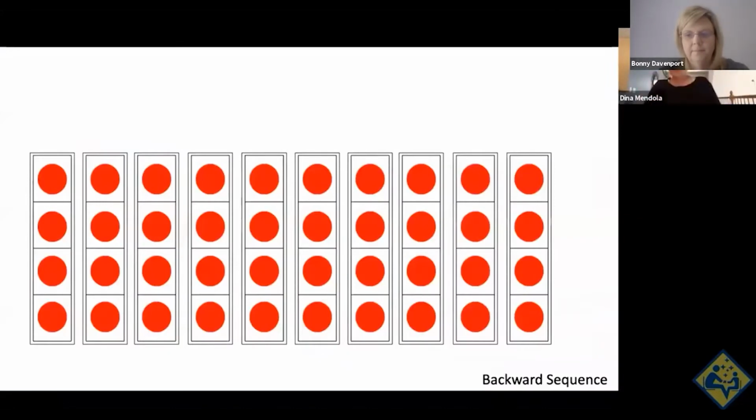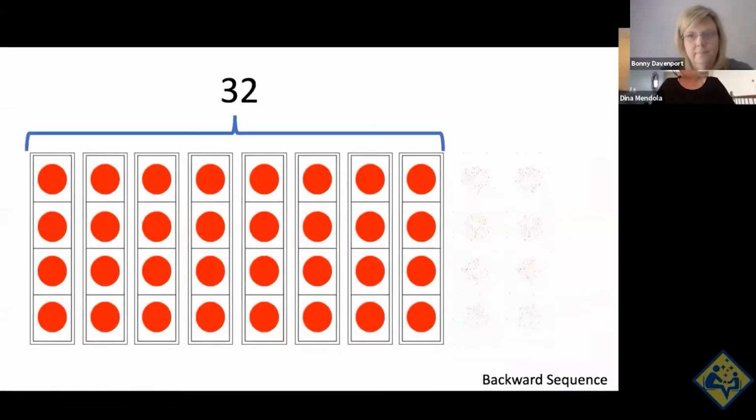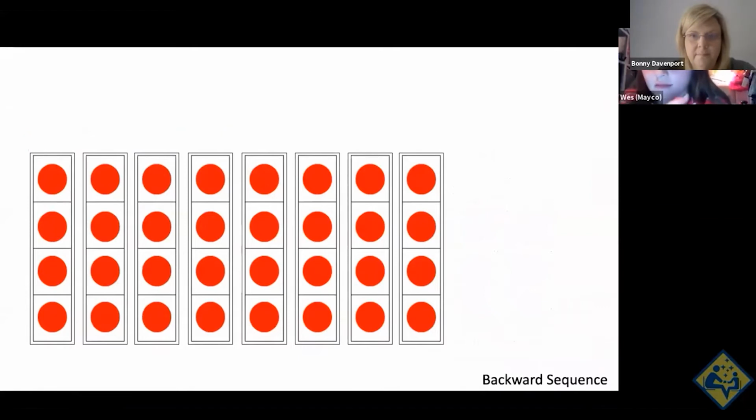So when we start with all 10 strips of 4, how many are we starting with? If you started with all 10 strips, you would have 40. You got it. Well, I'm going to take some away. So instead, we're going to start with 32. So what if I took 1 of those away? Then how many would I be down to? If you took 1 away from 32, you would have 28.